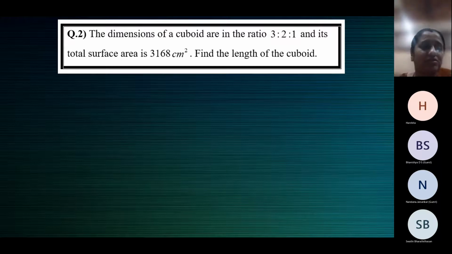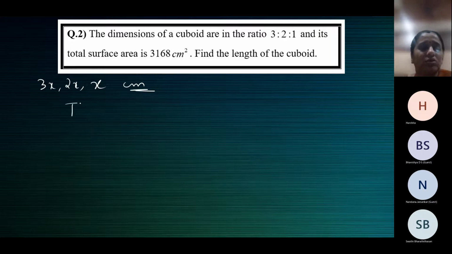So let's assume the length, breadth, and height of the cuboid to be 3x, 2x, and 1x, or simply x. Centimeters, because you can see the surface area is given in centimeters square. So we'll assume the length, breadth, and height to be 3x, 2x, and x centimeters.